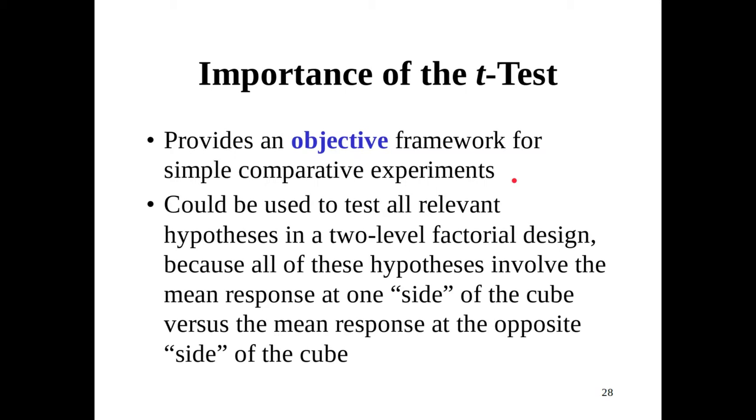It doesn't matter whether our sample size is big or small. Also, we don't have to know the population variances as we need to know in the z-test. It could be used to test all relevant hypotheses in a two-level factorial design. Whenever we need to compare two groups, we can confidently use the t-test because all of these hypotheses involve the mean response at one side of the cube versus the mean response at the opposite side of the cube.